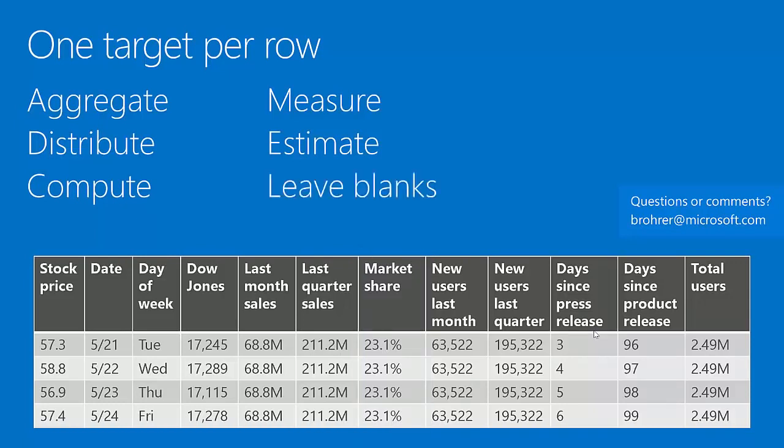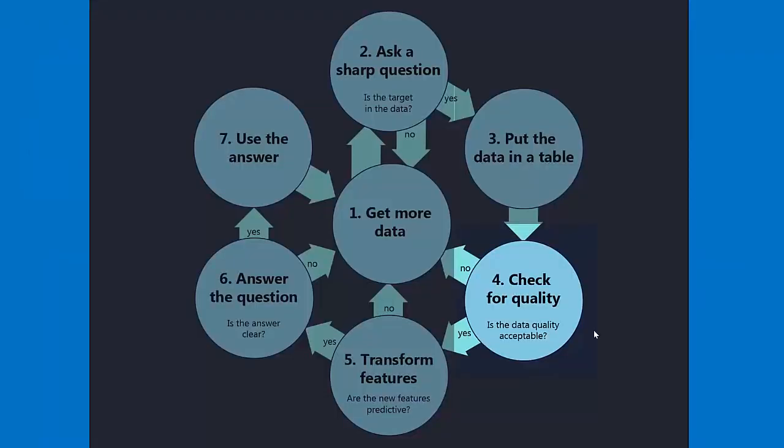But when all else fails, we can leave blanks. We don't want to leave too many because the more we leave, the trickier it gets to do quality data science, but there are ways to handle it. So after the data is in a table with one row per instance of the target, the next step is to check for quality.